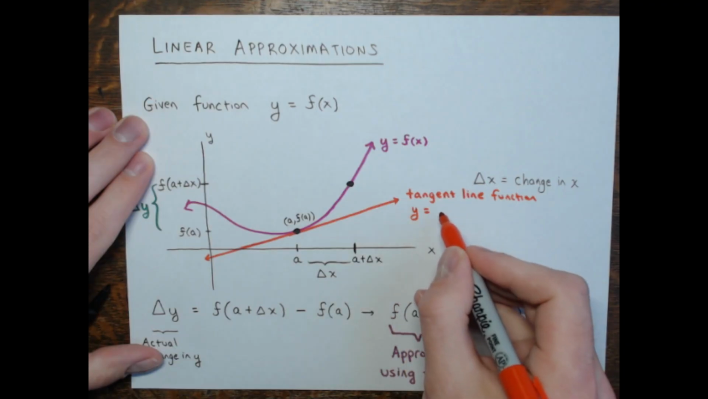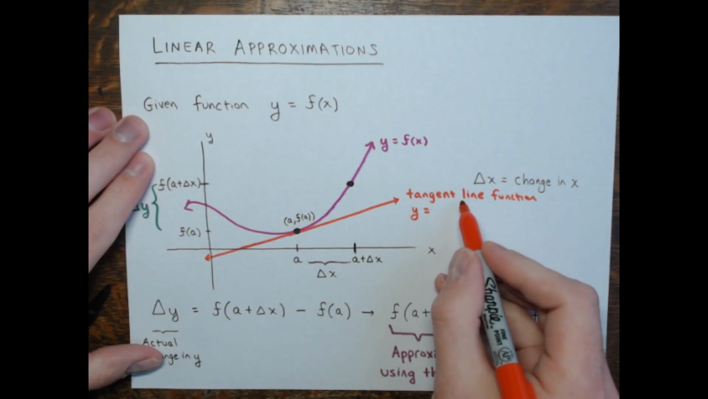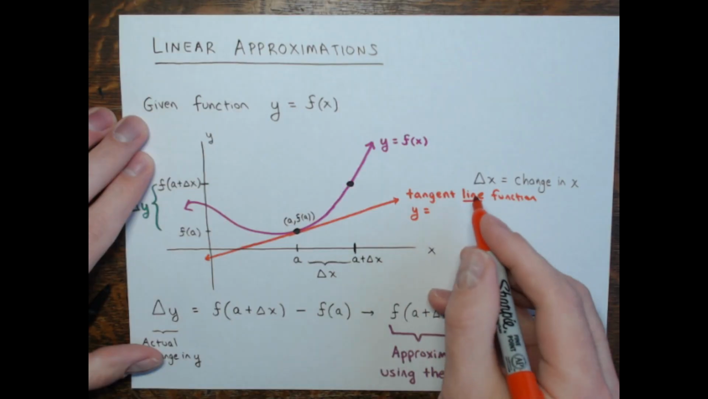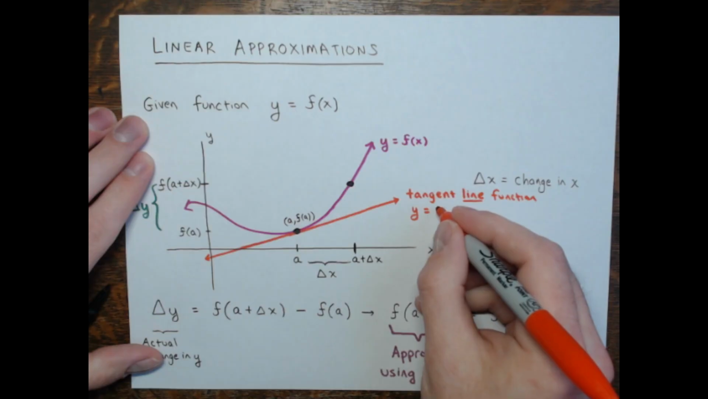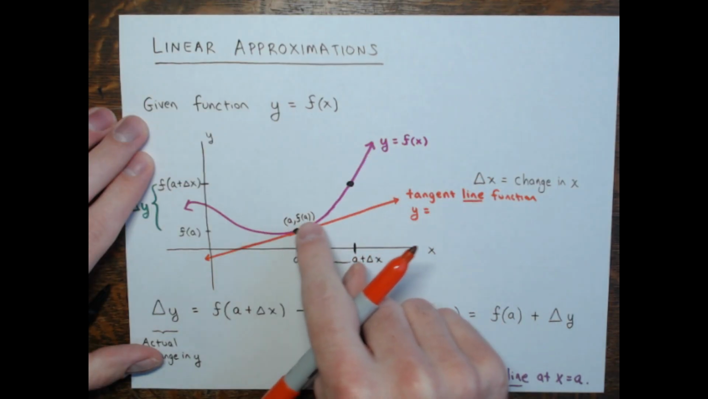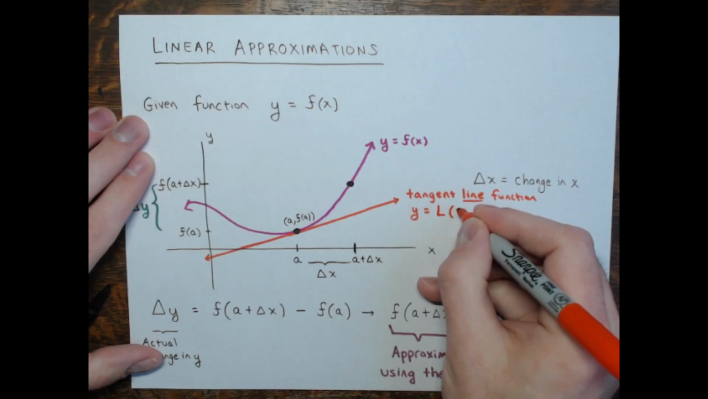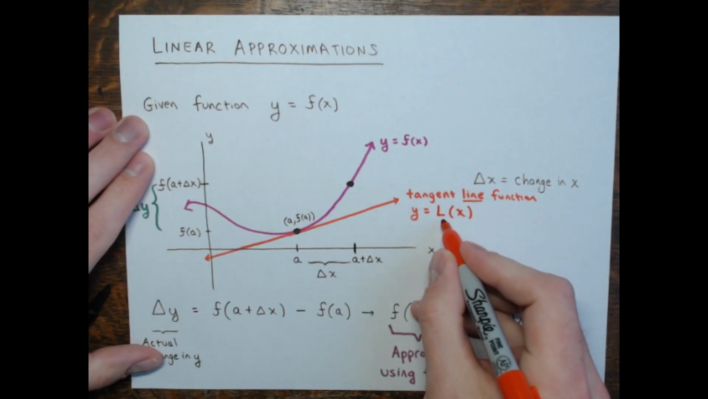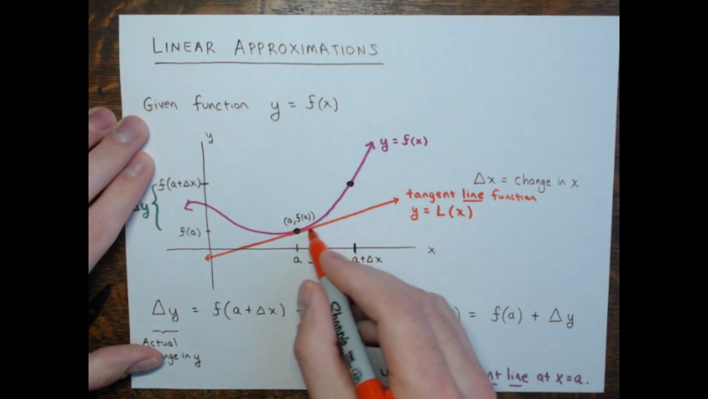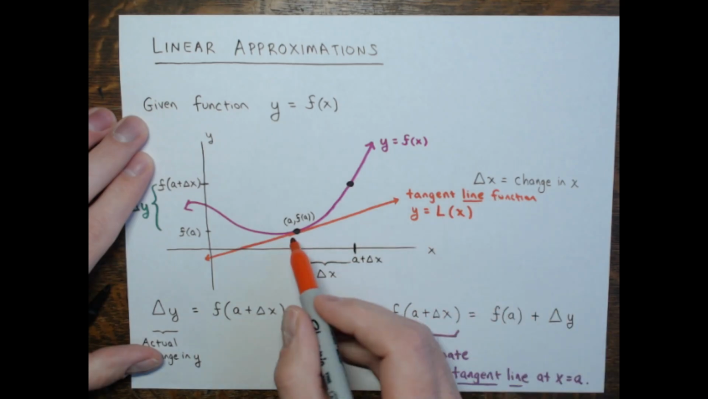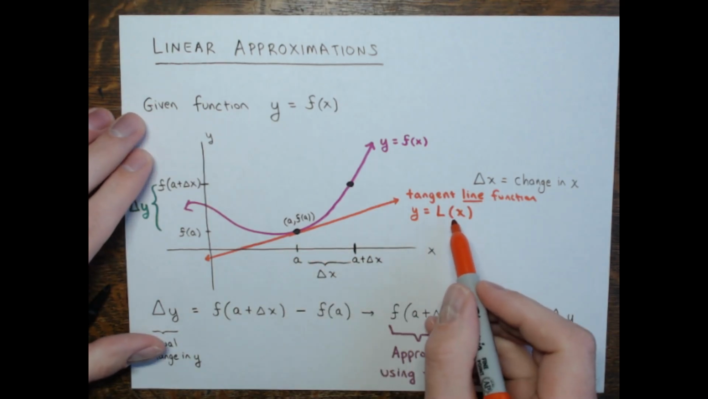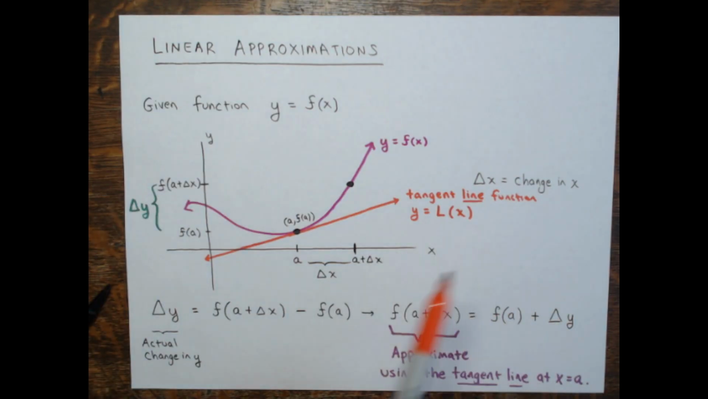Y equals, and what you're going to see in this instruction or in this text here is, because it's a line, a linear function here, they're going to represent this, the original curve is called f. Because this is a line, quite often you're going to see it represented by the letter L. So this tangent line function is represented by y equals L of x. And we'll get to what the rule for that would be in a second.